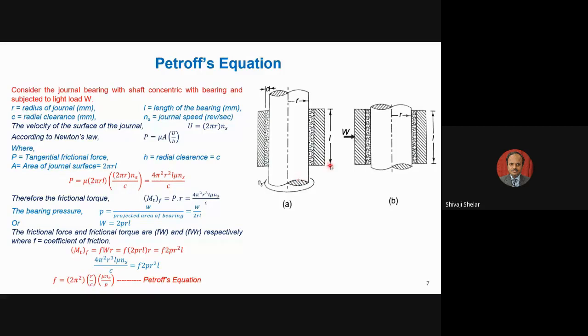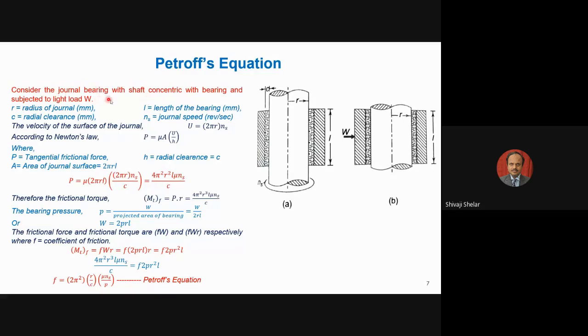Assume that this shaft is horizontal. In this diagram I have shown it vertical, but this shaft is actually a horizontal shaft, and on that horizontal shaft this radial load W is coming, and this needs to be supported. So we are considering the journal bearing. That earlier explanation was for the hydrostatic bearing, the step bearing.